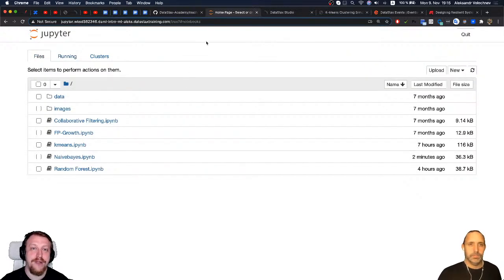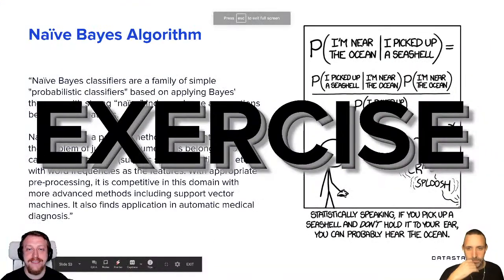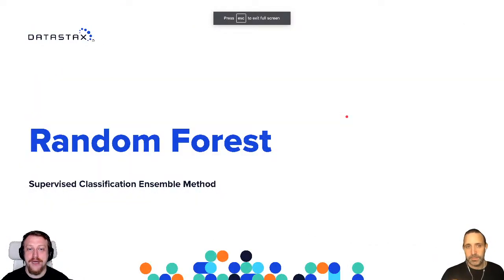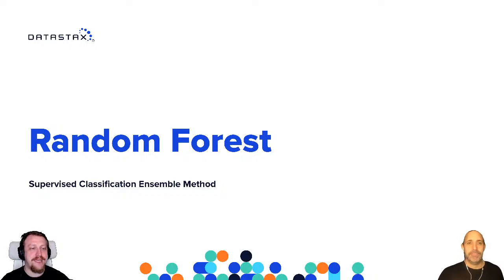Okay then, so let me switch to the next algorithm we are using today. The third one and the last one. First was k-means, second was naive Bayes, and third one is random forest. And you maybe have noticed it already, it's called a supervised classification ensemble method. Not an algorithm. What's the trick?